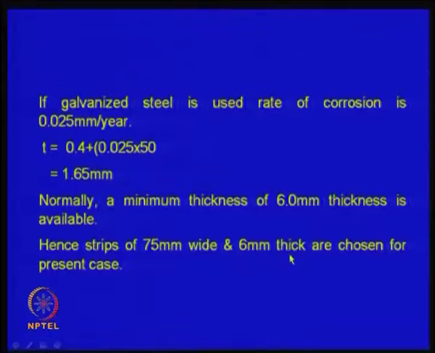So, it is fine for us, right. 6 mm is too small. So, you are just using a 6 mm thickness to get a bearing capacity improvement of 3 or even 48 ton per meter square, it is very good, right. So, hence strips of 75 mm wide and 6 mm thick are chosen for the present case. This is a simple example, just to illustrate the principles.